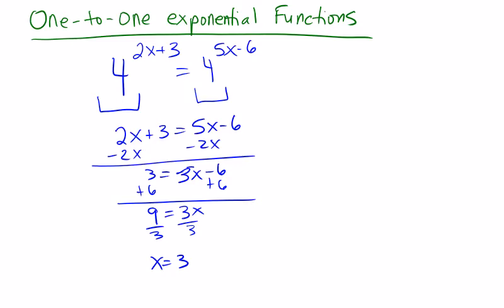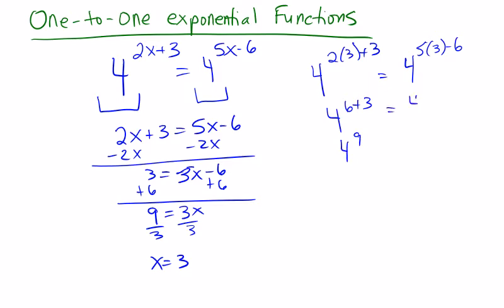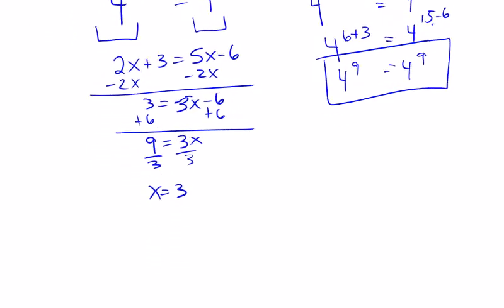So now let's go ahead and check that really quickly. We're going to get 4 raised to the 2 times 3 plus 3 should equal 4 raised to the 5 times 3 minus 6. Well, this gets us 4 to the 6 plus 3, which is 4 to the 9th, should equal 4 to the 15 minus 6, which is also 4 to the 9th. So we want to just use that idea that if the bases are the same, then the exponents are the same. So let's look at another example.